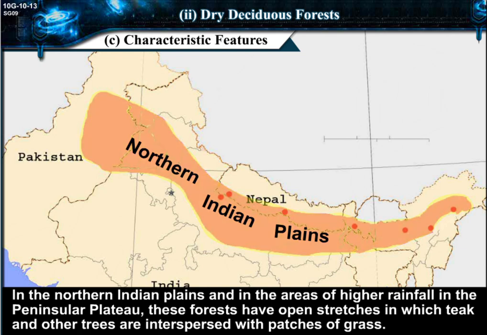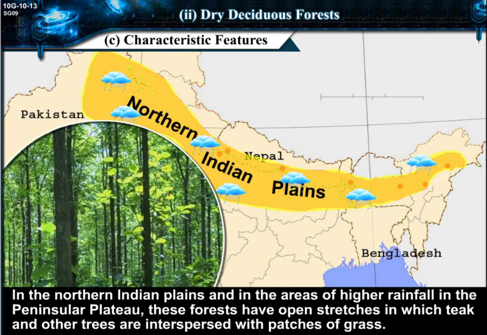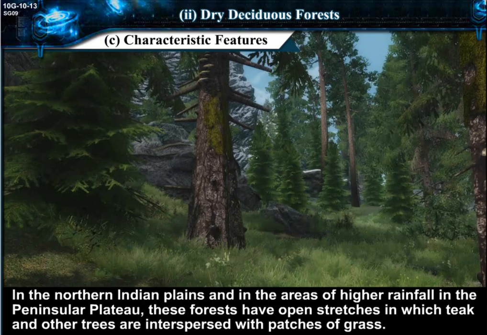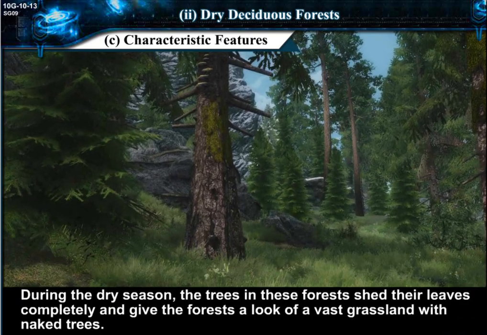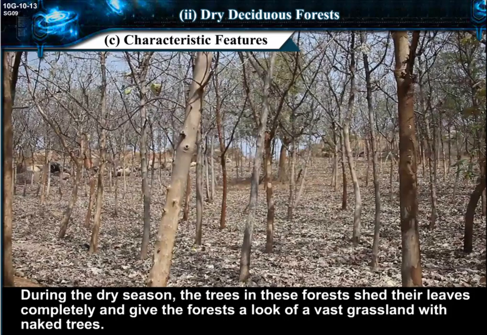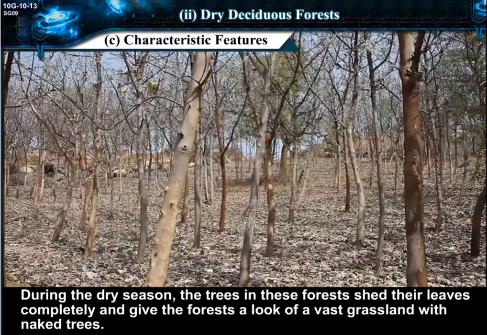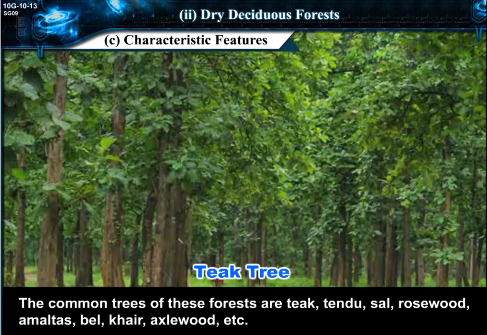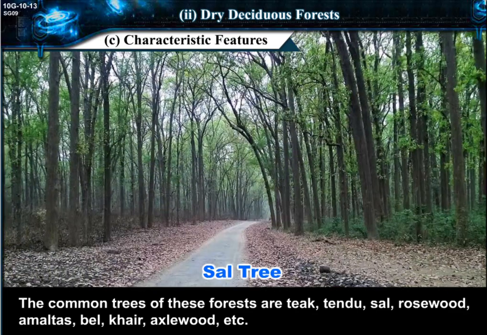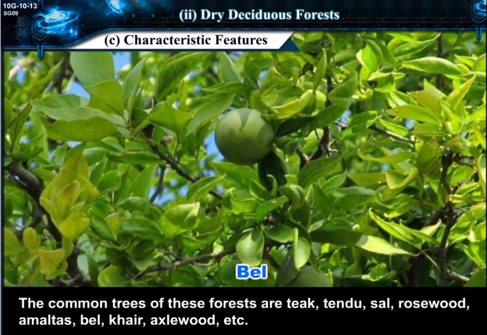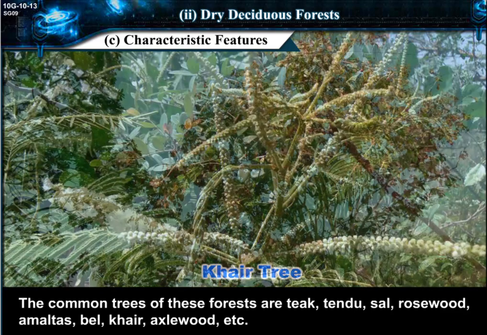In the northern Indian plains and in the areas of higher rainfall in the peninsular plateau, these forests have open stretches in which teak and other trees are interspersed with patches of grass. During the dry season, the trees in these forests shed their leaves completely and give the forests a look of vast grassland with naked trees. The common trees of these forests are teak, tendu, sal, rosewood, amaltas, bael, kher, axlewood, etc.